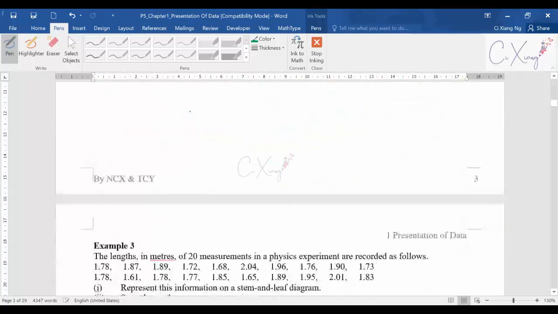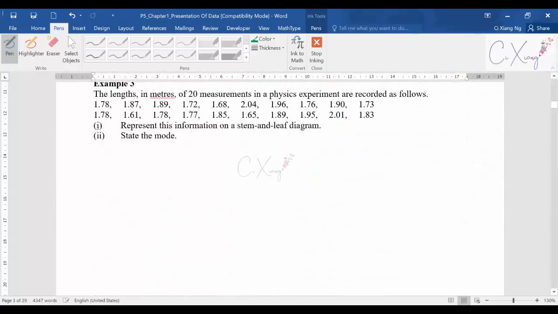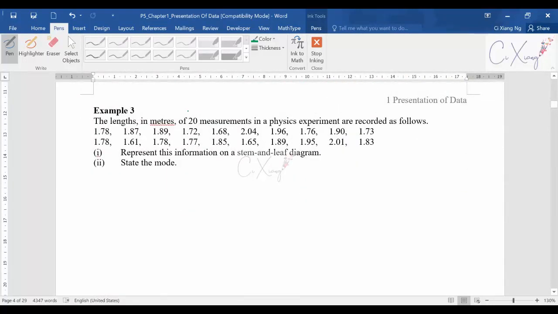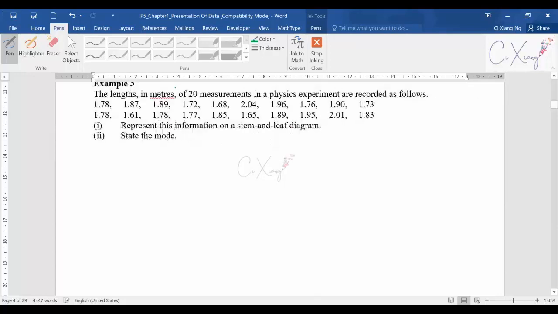Okay, so let's have a look at example 3. As I told you just now, example 2 is a basic type of stem and leaf diagram. So examples 3 and 4 will be a bit special. Okay, so I discuss a special type of stem plot with you so that in the future, when you look at the question, or maybe when you look at the data, at least you have the idea that you can draw this kind of graph or this kind of stem plot. Okay, right, so let's have a look at example 3.